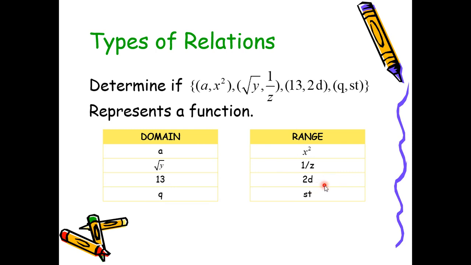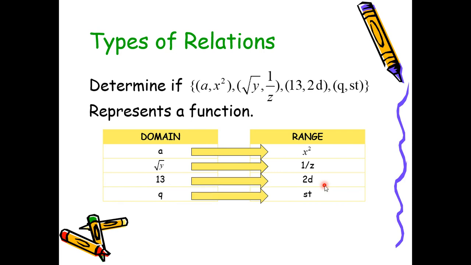Okay, sir, since nalagay mo na sa ganyan, ano na po yung gagawin po natin na next? Okay, ang gagawin po natin dyan, once po na nakapaggawa na tayo ng table, pagtatapatin po natin yung mga corresponding x and y. For example, si A, kanino po ba siya corresponding? Kay x squared po. So, gagawa na lang tayo ng line. Ganun din si square root ng y, kay 1 over z siya, si 13, ganun din po kay 2D, and then si Q po kay ST.